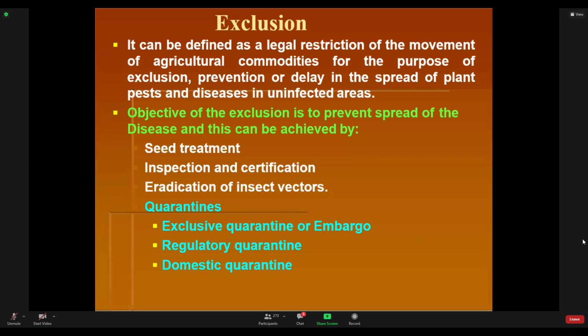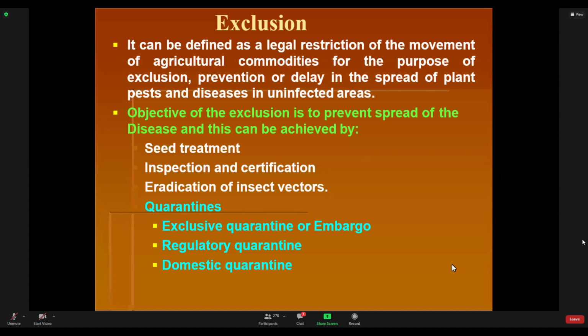After treating, we expect that the pathogen present in the seed is already inactive or killed. Then we sow the seed in the field. We call it seed treatment. We can also eradicate insect vectors. When we talk about the management of plant disease, we don't think only about the plant pathogen. We also think about the group of insect pests, from the Department of Entomology.